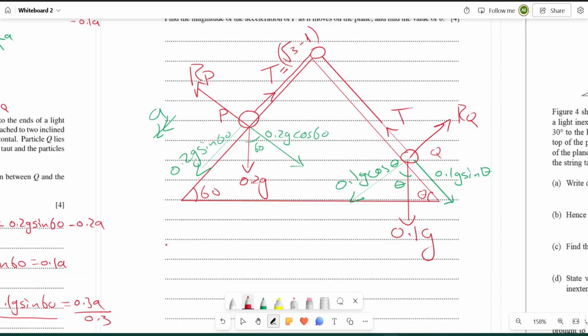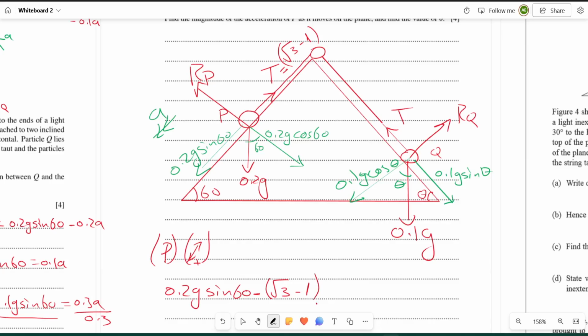Let's write the equation of motion for P, taking it in the direction along the plane, taking down as positive. So any force that's down is going to become positive, like this 0.2 g sine 60. Any force that's up is going to be negative, which is this tension force, root 3 minus 1. And that is going to equal mass, which is 0.2, times the acceleration.